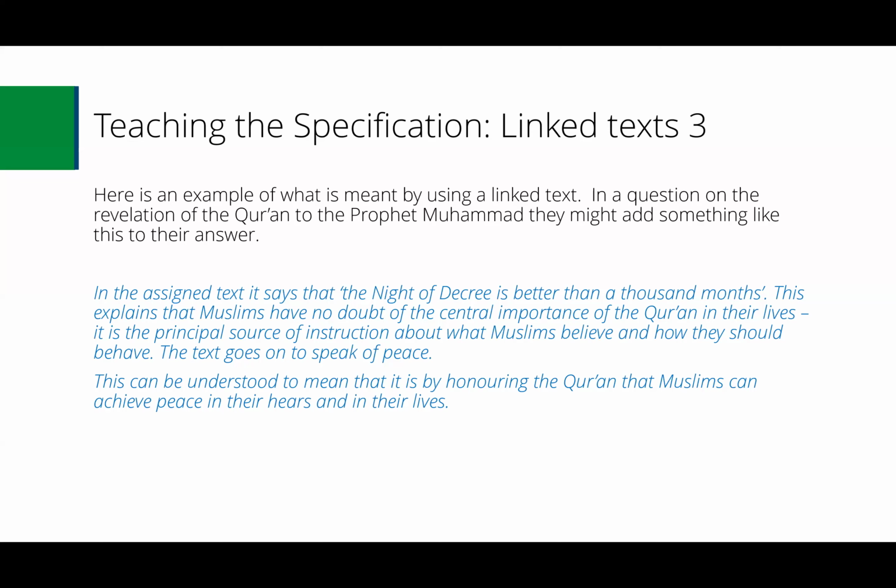better than 1,000 months. This explains that Muslims have no doubt of the central importance of the Quran in their lives. It is the principal source of instruction about what Muslims believe and how they should behave. The text goes on to speak of peace. So do you see how the text has been broken down here? This can be understood to mean that it is by honoring the Quran that Muslims can achieve peace in their hearts and in their lives. Okay, there's a word missing there, so it's hearts and lives. So this is a perfect example for you to use in the classroom as well.